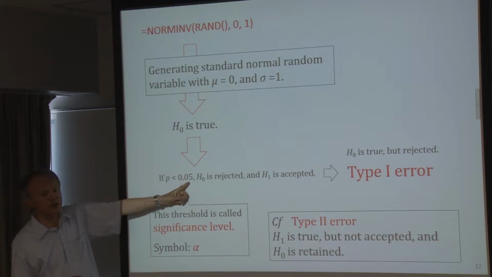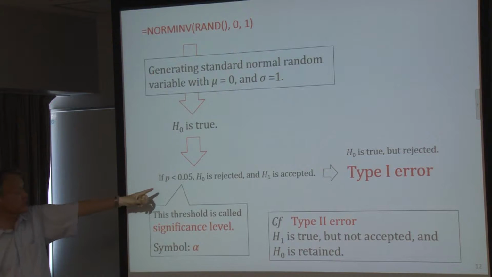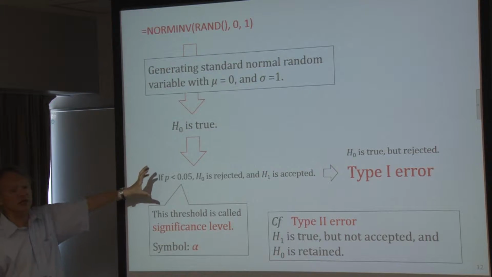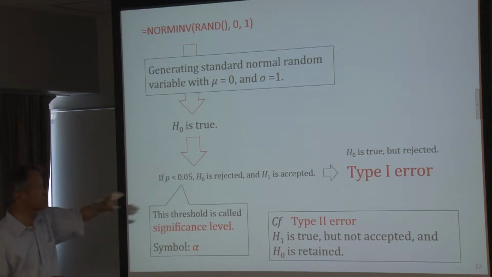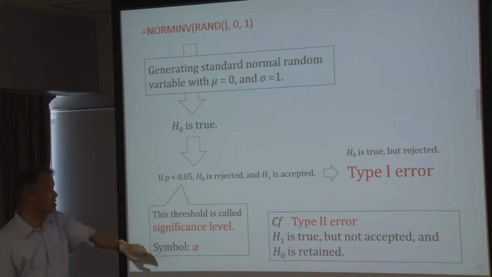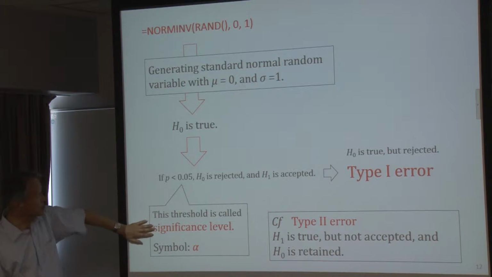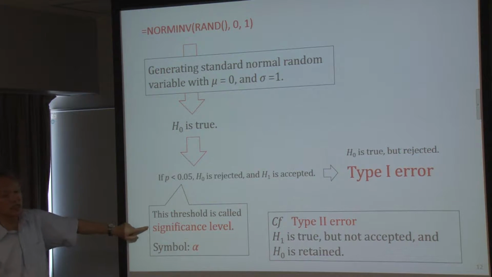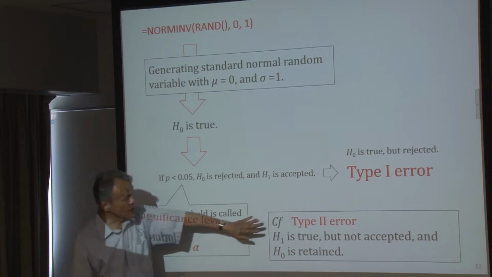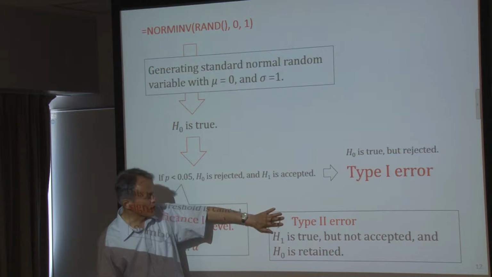And this value, 0.05, is empirically decided. There's no theoretical reason why 0.05. You can choose 0.05 or 0.01. This is called the significance level, and alpha denotes this significance level.